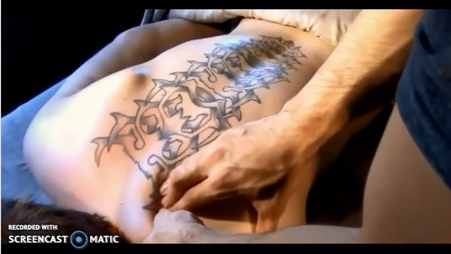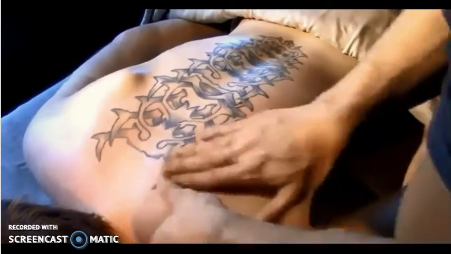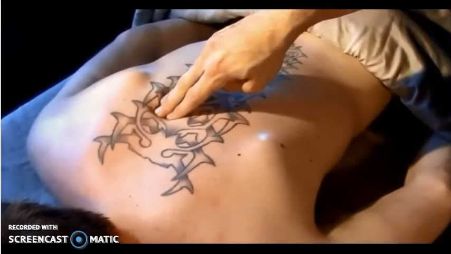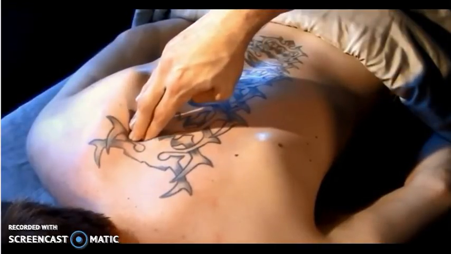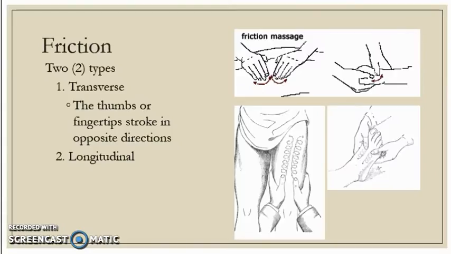Friction massage is really about looking for the trigger points that cause muscle spasm, or stiff muscles and so on. The 2 types of friction massage are the transverse type, where the thumbs or fingertips stroke in opposite directions, and also the longitudinal, where you have the pressure or the rotating or circular motion along the muscle.